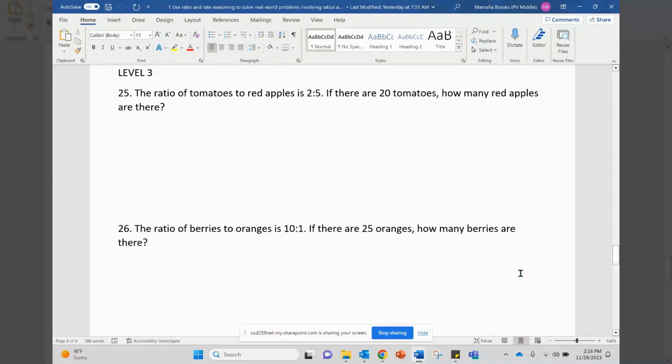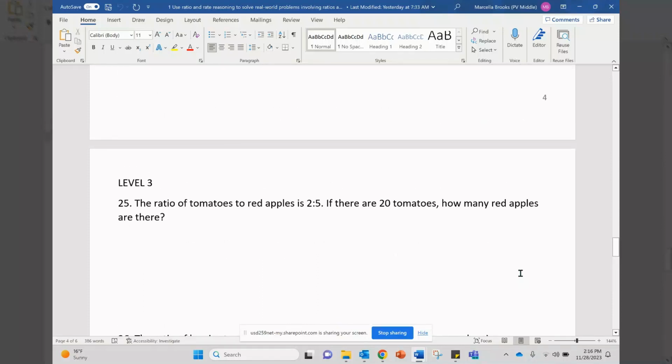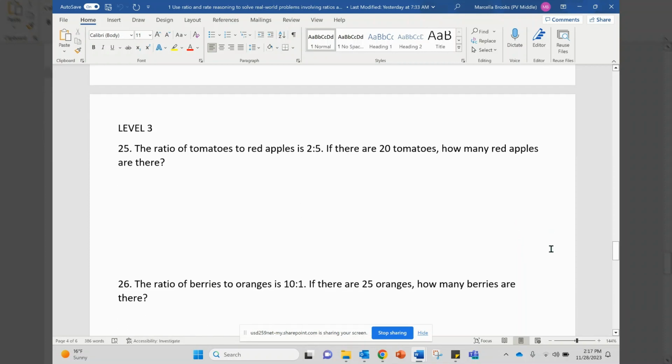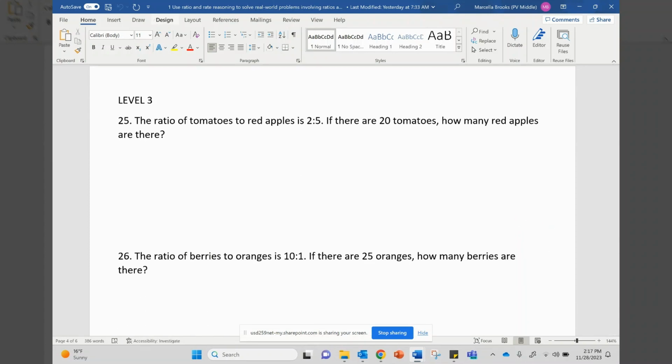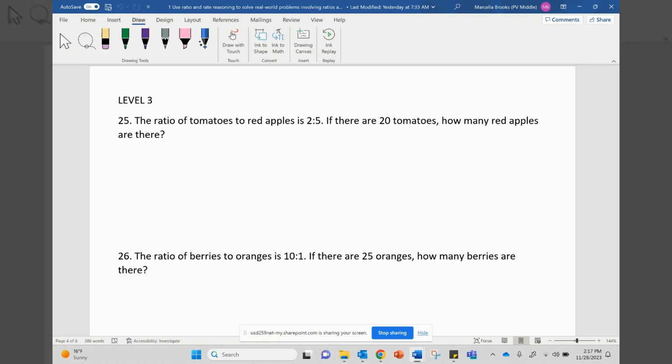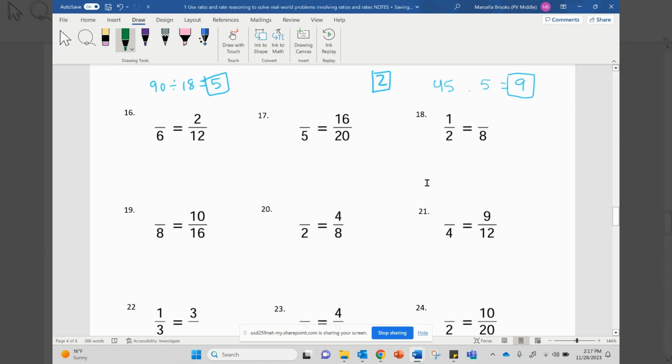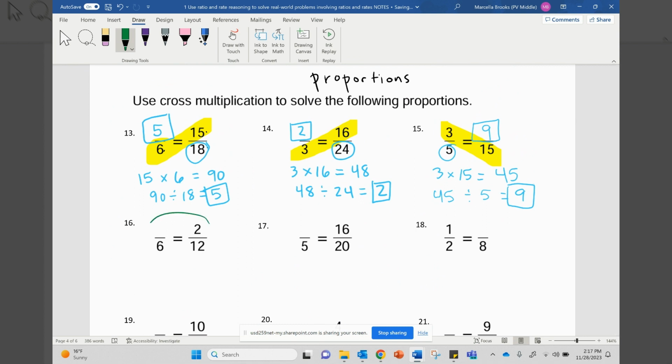All right, so this is video 3 for use ratio and rate reasoning to solve real-world problems involving ratios and rates. So these are not hard, but they do take a minute to set up. So all your problems are going to look like a proportion, okay? Remember, these are all proportions. It's like two fractions set up, except it's missing a piece of the fraction, okay?